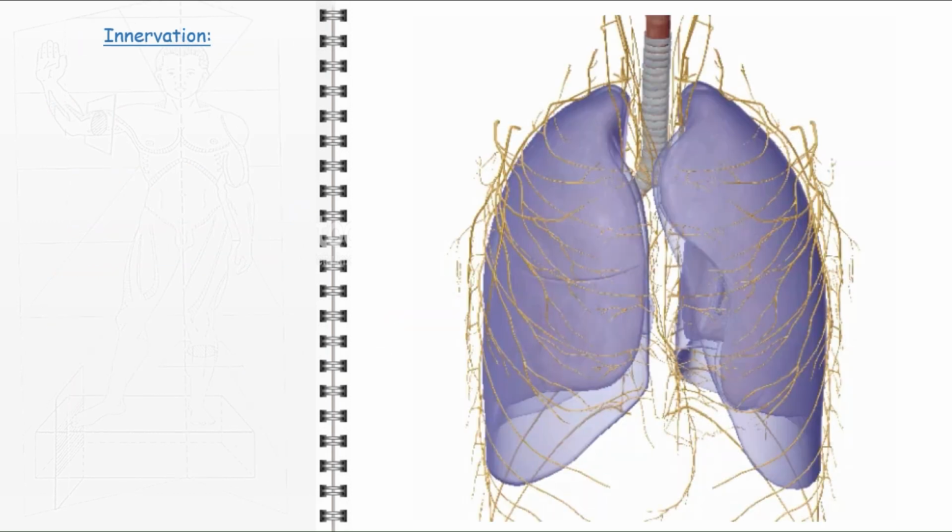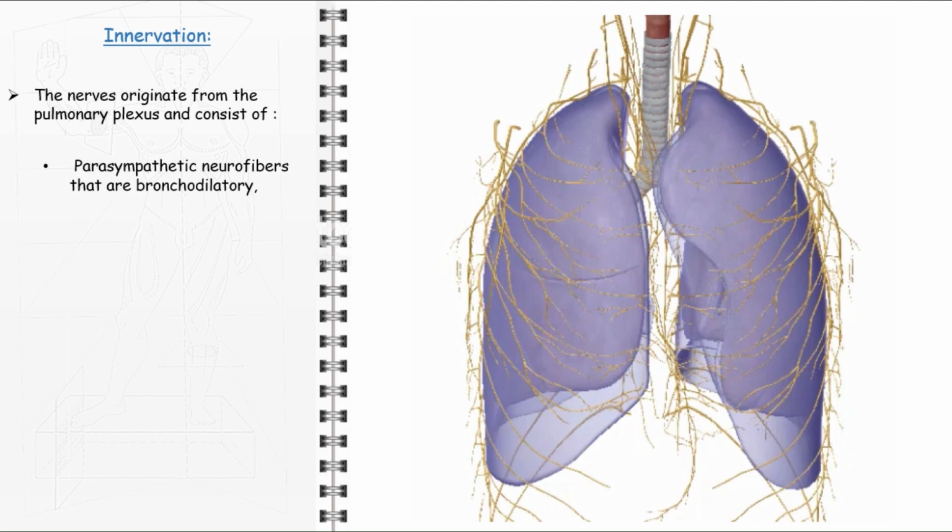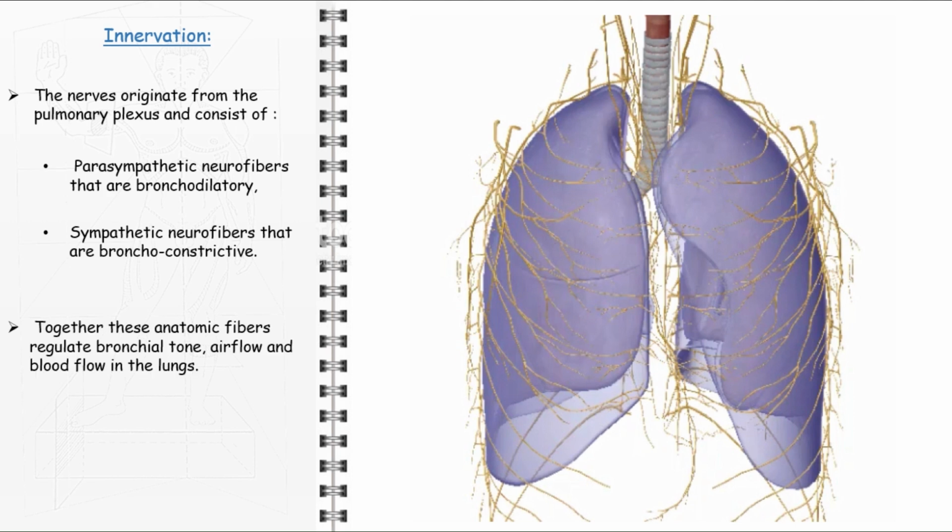And finally, concerning the innervation of the lungs and pleura, the nerves originate from the pulmonary plexus and consist of parasympathetic neurofibers from the vagus nerve that are bronchodilatory, and sympathetic neurofibers that are bronchoconstrictive. Together, these fibers regulate bronchial tone, airflow, and blood flow in the lungs.